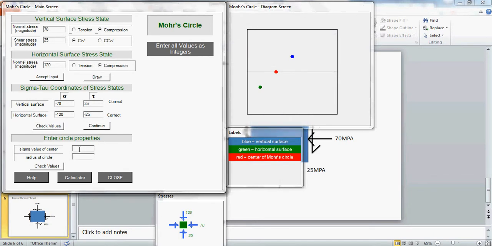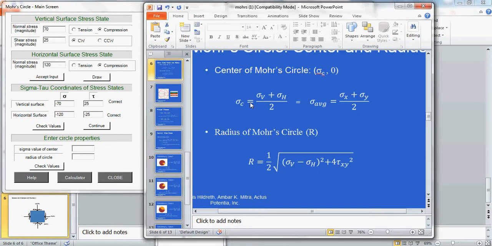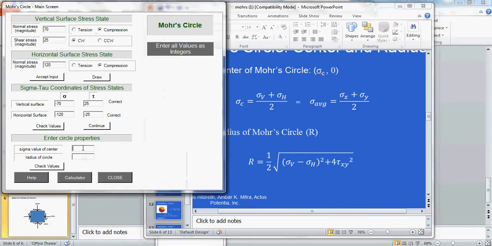Okay, time to calculate the center of the circle and then the radius of the circle, where you can see the equation up here. It's basically the average of the two surface sigma values, and then here's the equation for the radius. Calculating these out, you should get a center value of negative 95 and a radius of 35, or close to it. These values are all rounded to whole integers.